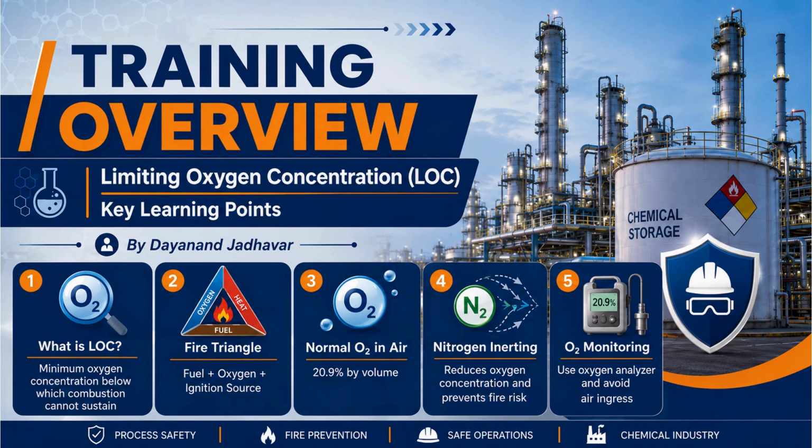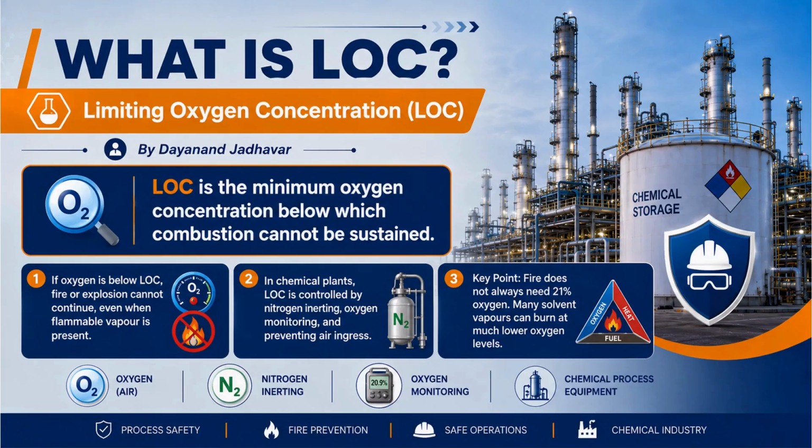In simple words, if oxygen is maintained below the LOC, fire or explosion cannot continue, even if flammable vapor and ignition source are present. Now let us understand the fire triangle. For fire, three things are required: fuel, oxygen, and heat or ignition source. Fuel may be solvent, vapor, gas, dust, or oil. Oxygen normally comes from air.